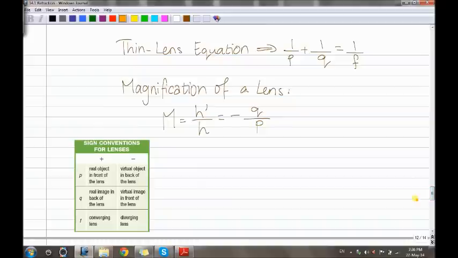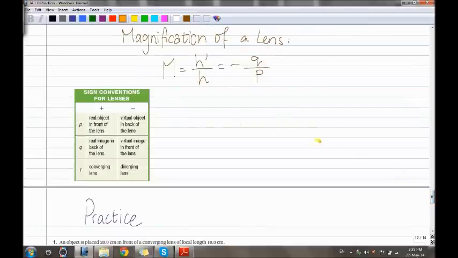Now we have the thin lens equation, which is 1 over p plus 1 over q equals 1 over f, and the magnification of a lens. So m equals h prime, which is the height of the image, over h, which is the height of the object, equals negative q over p. And we also have this table, which shows the signs of p, q, and f.